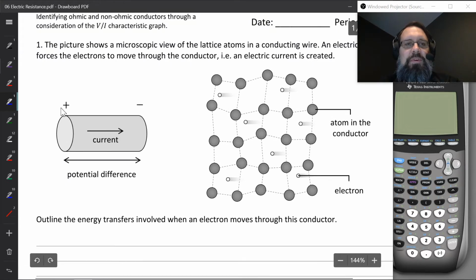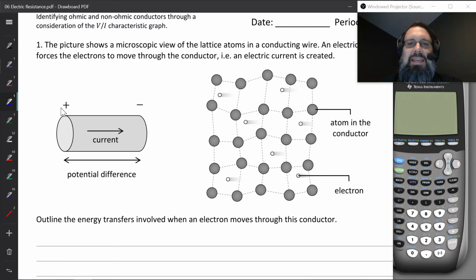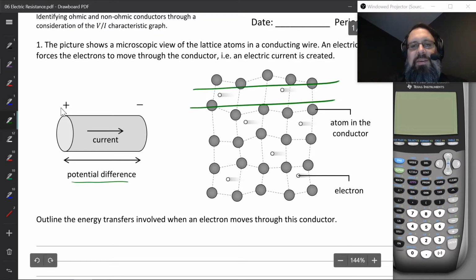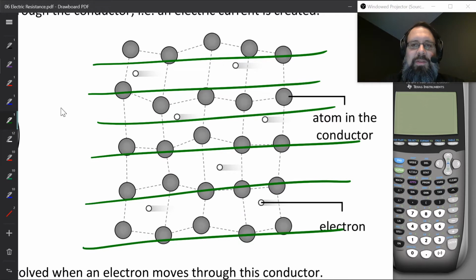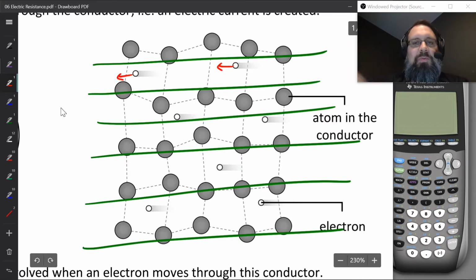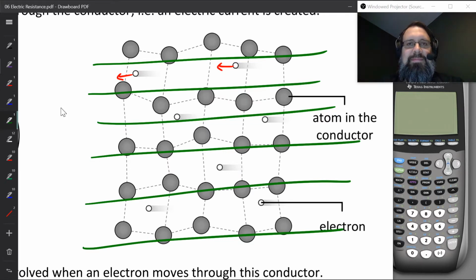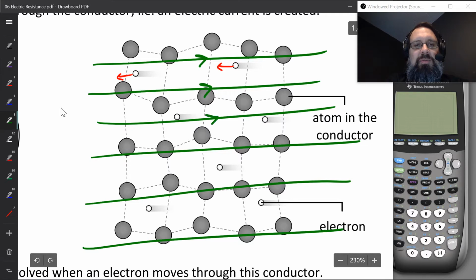An electric field forces the electrons to move through the conductor, i.e., an electric current is created. By connecting it across a potential difference, we've created an electric field in this region inside the conductor. And so where all these electrons are, there's an electric field. Now, which direction does the electric field point? This is a question for you guys. What are your thoughts? Notice that the electrons are moving to the left. So what direction does the electric field point? To the right. Yeah, the electric field always points the way a positive charge would move. So the electric field is to the right, and all the negatively charged electrons are moving to the left.